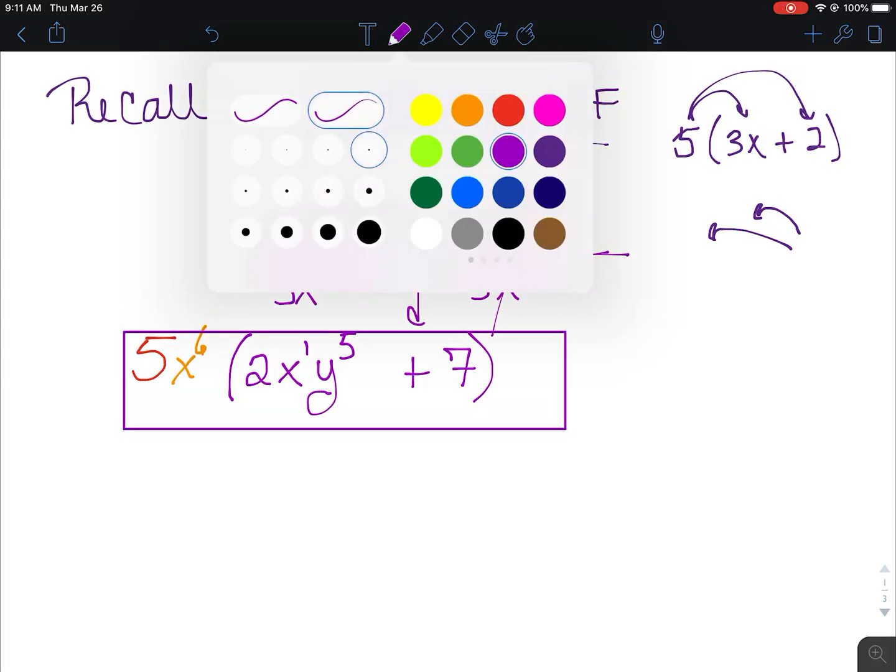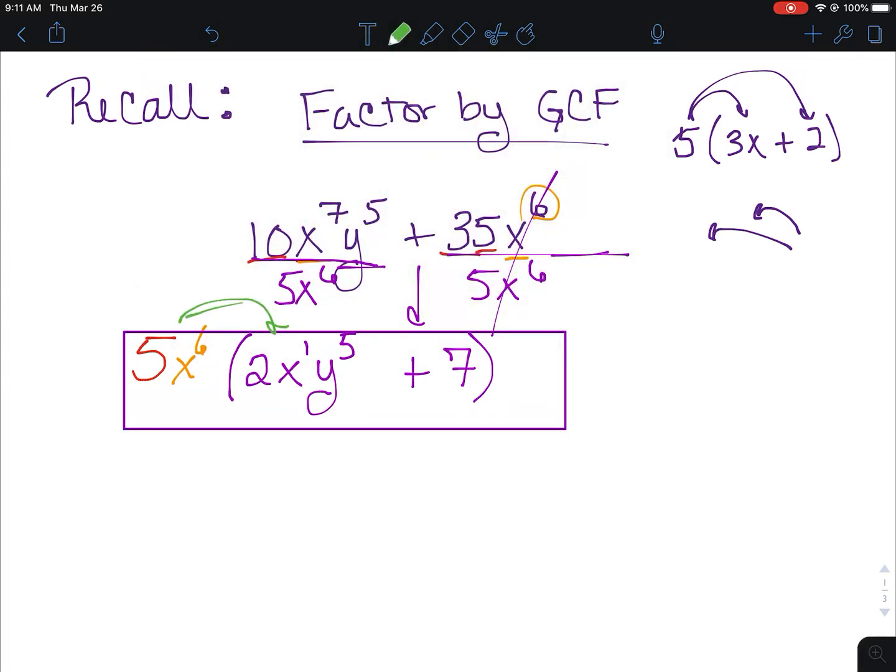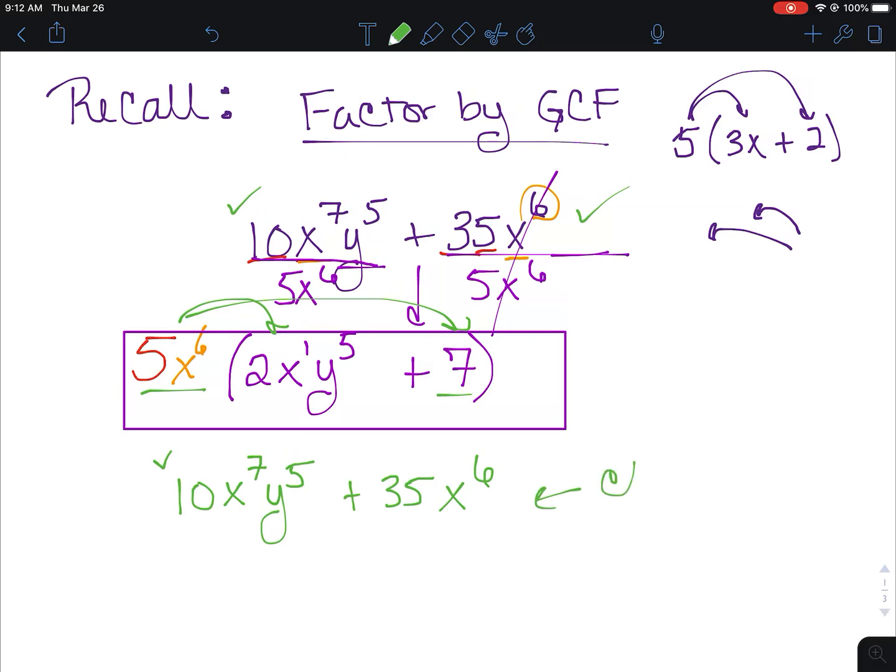And remember, you can check if you're right by distributing 5x to the 6th back through. So 5x to the 6th times 2x to the 1st, y to the 5th would be 10x to the 7th, y to the 5th, which, okay, yep, that part checks with the first term. And then 5x to the 6th times 7 is just 35x to the 6th. Okay, that checks with the second part. So you don't have to do this check step, but it's a good way to know if you got it right or wrong. So let's keep that in mind.